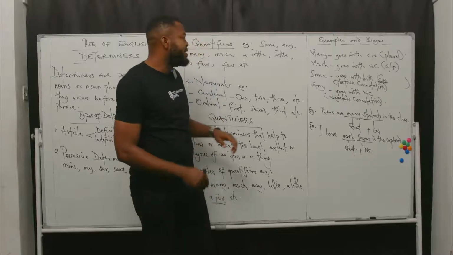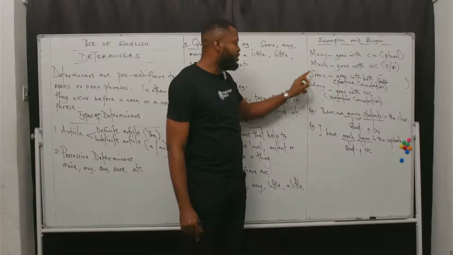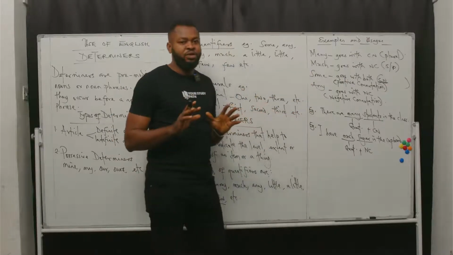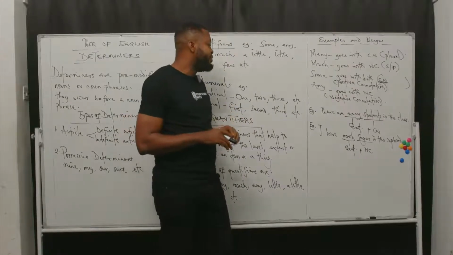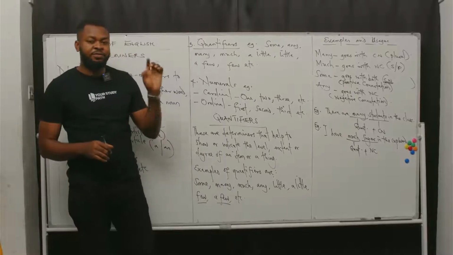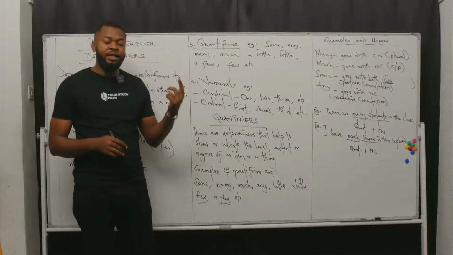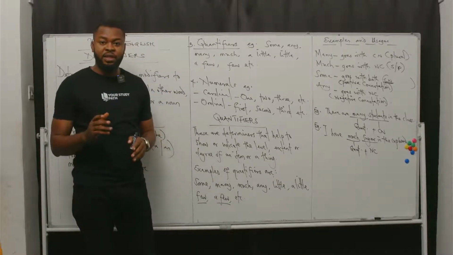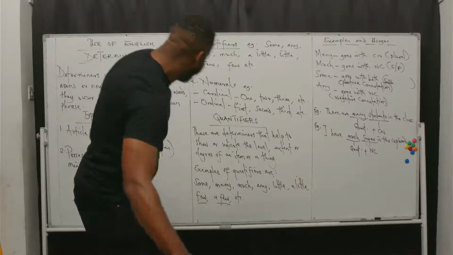So class, I've explained one, two, three, four very well. Now, let's look at how to differentiate few, and little. I hope this is clear to you.